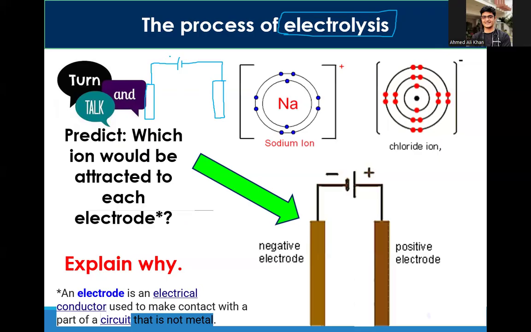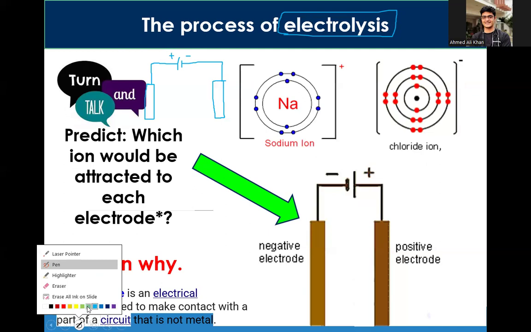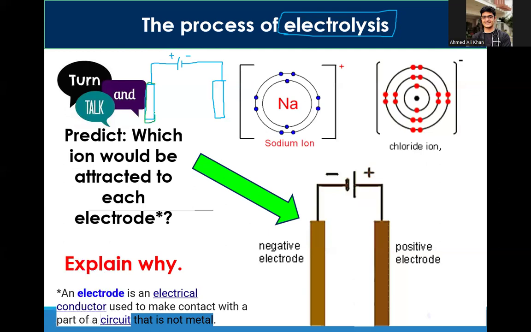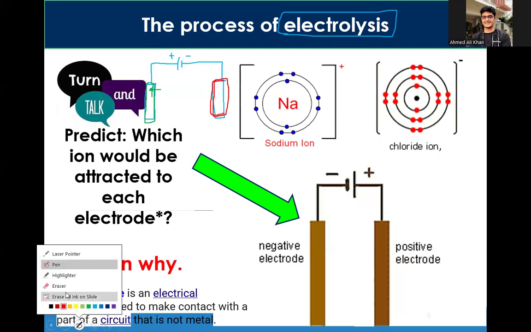So an electrochemical cell consists of a battery, with a positively charged terminal and a negatively charged terminal. When you connect this electrode, let's color it green, to the positive terminal, this electrode becomes positive. And this electrode right here, let's color it red. This electrode will become negative. So the positive electrode and the negative electrode.